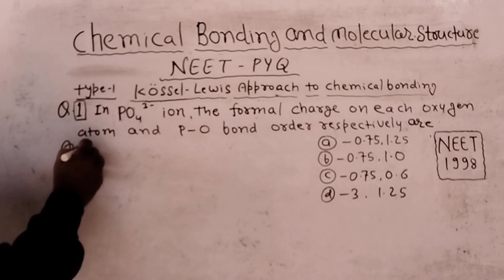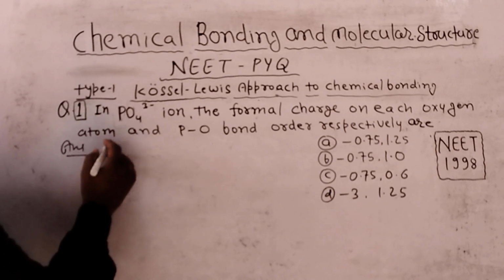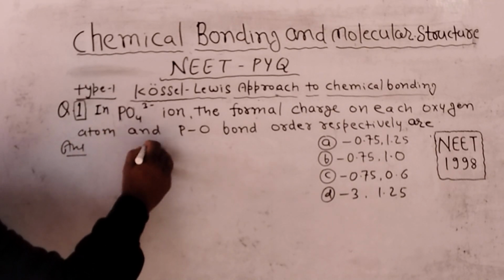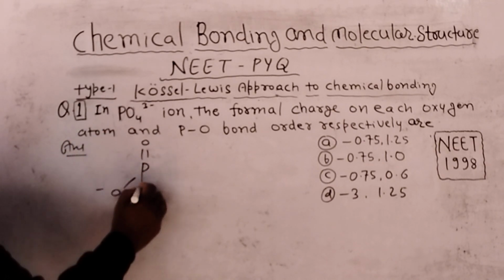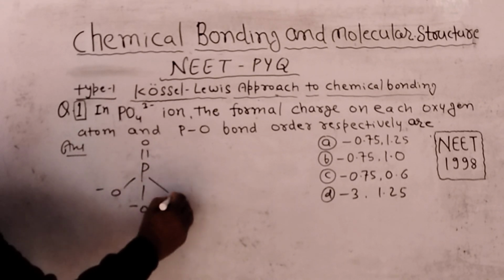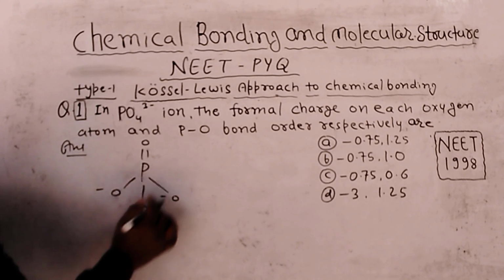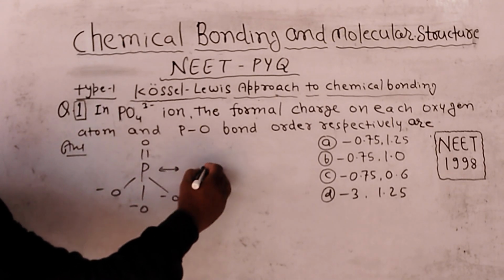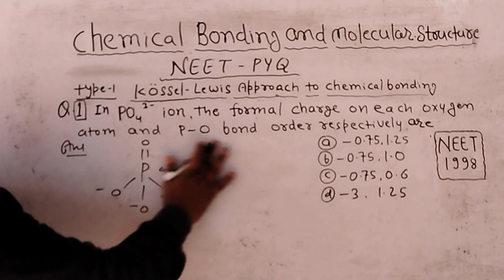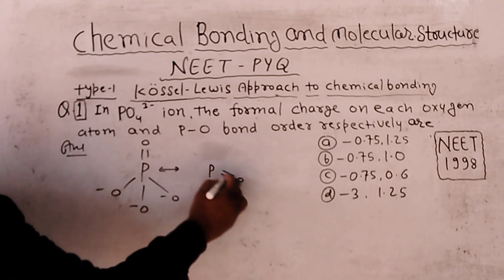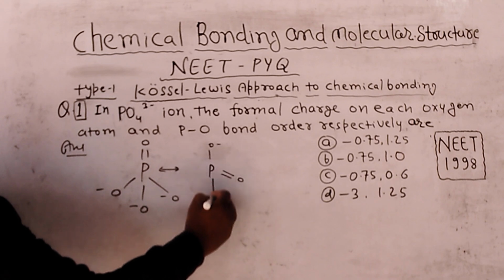calculate the correct answer. First, we can draw the structure of phosphate. This is the structure of phosphate, and now we will discuss the resonance structures of phosphate. 4 resonating structures we can observe. 4 resonance structures.